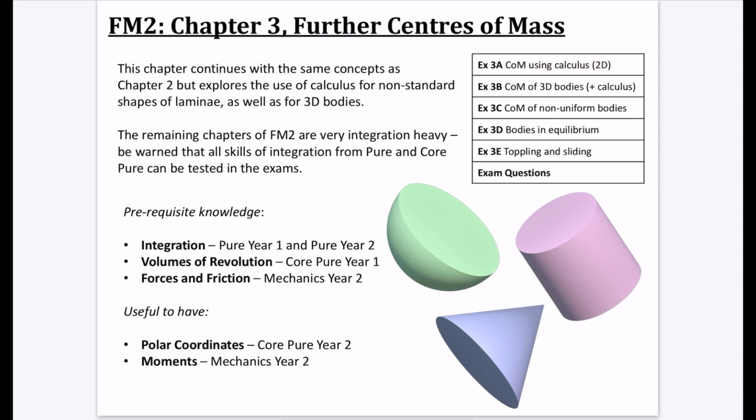So we're going to cover, in the first exercise, just 2D shapes using calculus. We'll then learn about 3D bodies, some of them with calculus and some of them without. We'll then be learning about non-uniform bodies, where maybe the mass or the density varies. And then we're going to be thinking, like we did in chapter 2, about what happens when they're in equilibrium. And then toppling and sliding is to do with bodies on slopes, and whether they will slide down the slope or whether they will rotate and turn over. And as usual, we'll do a few exam questions at the end of this.